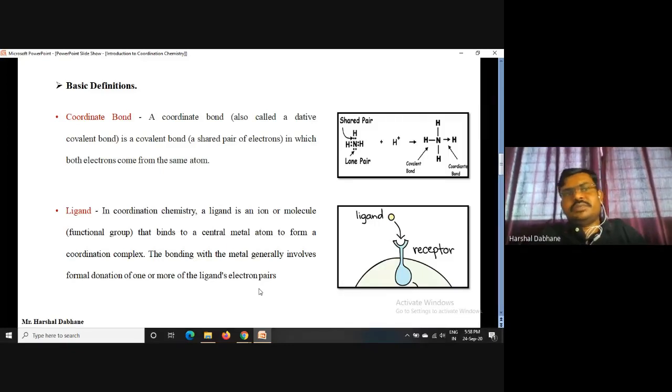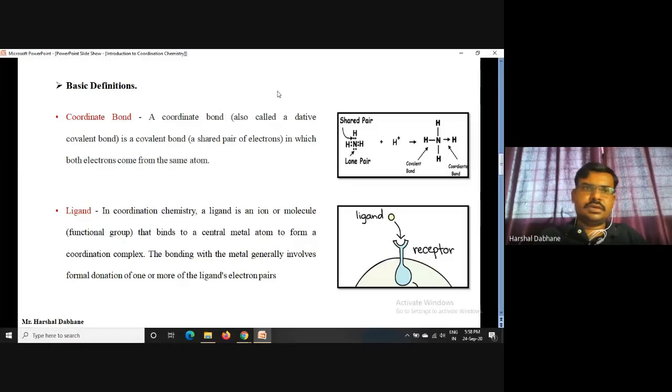So we have to see some basic definitions related to coordination chemistry. The first thing is the coordinate bond. We already talked about this concept. A coordinate bond is also said to be a dative bond or a covalent bond. See here, this picture shows the formation of the coordinate bond.